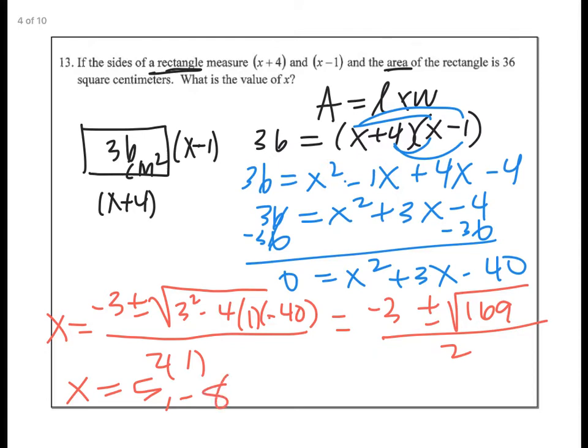So here I know if I'm talking area that the negative doesn't make sense. So I'm going to go with x is equal to 5. That would be my final answer here because they only asked for the value of x. If they asked for the length or the width, then I would go back and plug x, which is 5, into the binomials to get that.